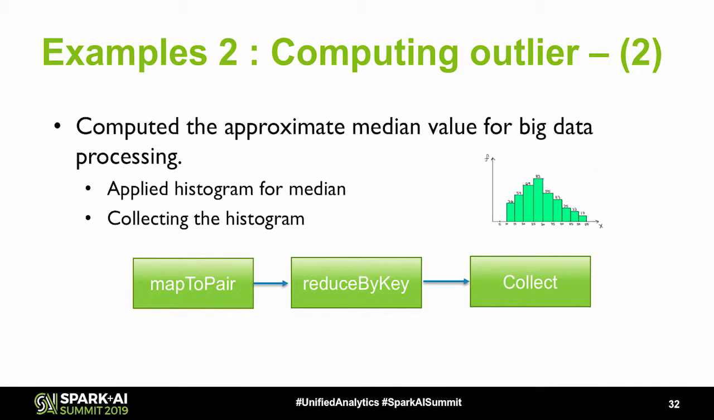Firstly, we use the map to pair to extract the information from the trace data. In this case, the information we need is the bin count for each data point. And we use the reduce by key to sum up the bin counts and collect the histogram. This is very tiny data so the shuffling size is very small. And also we can compute the median by looking up the data distribution of this histogram.